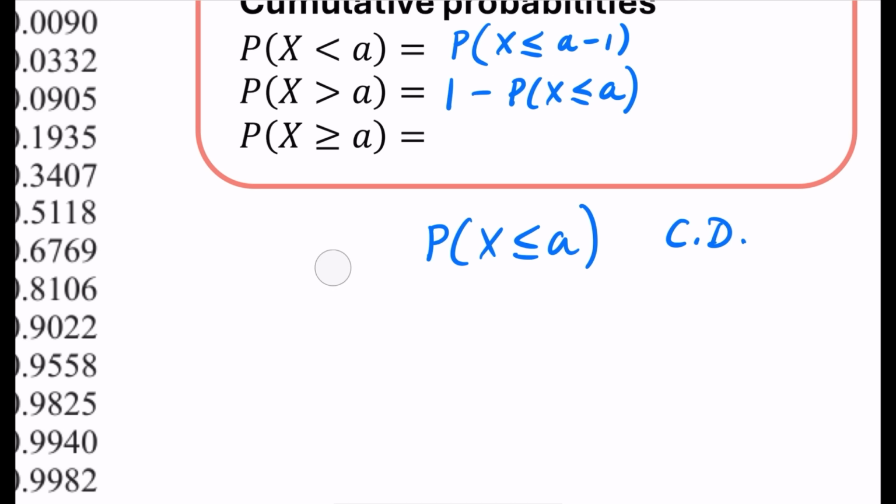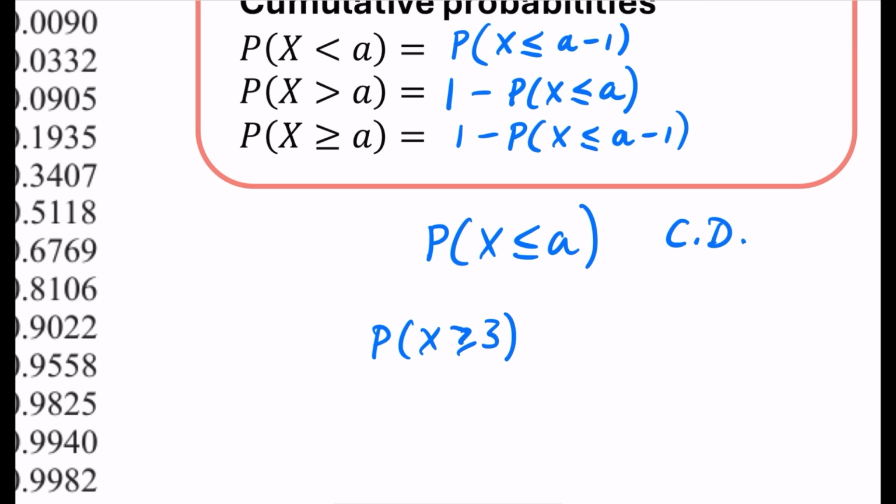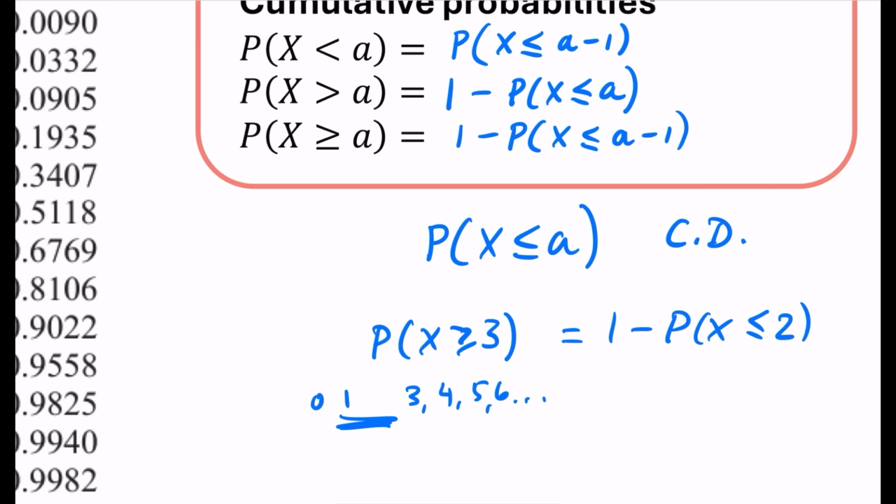And then my last one that I've got here is the probability that x is greater than or equal to a. That is 1 minus the probability that x is less than or equal to a minus 1. I need to check that with numbers. So if I had the probability that x was greater than or equal to 3, that's saying it's like 3, 4, 5, 6. Yep, I've done 1 minus the probability that x is less than or equal to 2. I've got rid of the 0, the 1 and the 2, which is represented by this part that we've got here. So I've done those correctly.